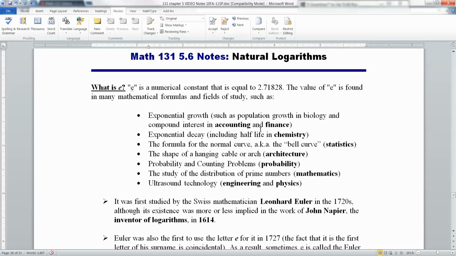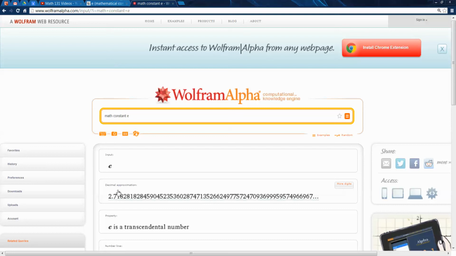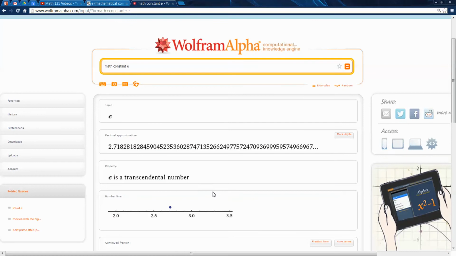E doesn't have a pattern like that, doesn't have a repeating. I just thought, you know, hey, maybe I'll bring up Wolfram Alpha on the subject just so you guys can see. So I don't know if you can see this very well, but they have a decimal approximation here, and as you can see, it's 2.7182818285904523536. It has no pattern to it, which makes it, among other things, an irrational number.